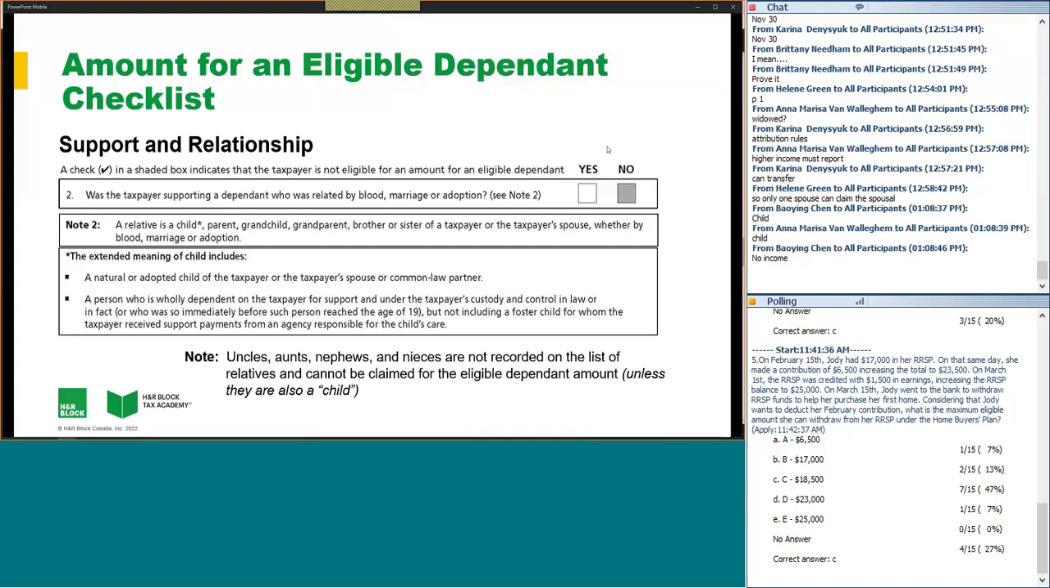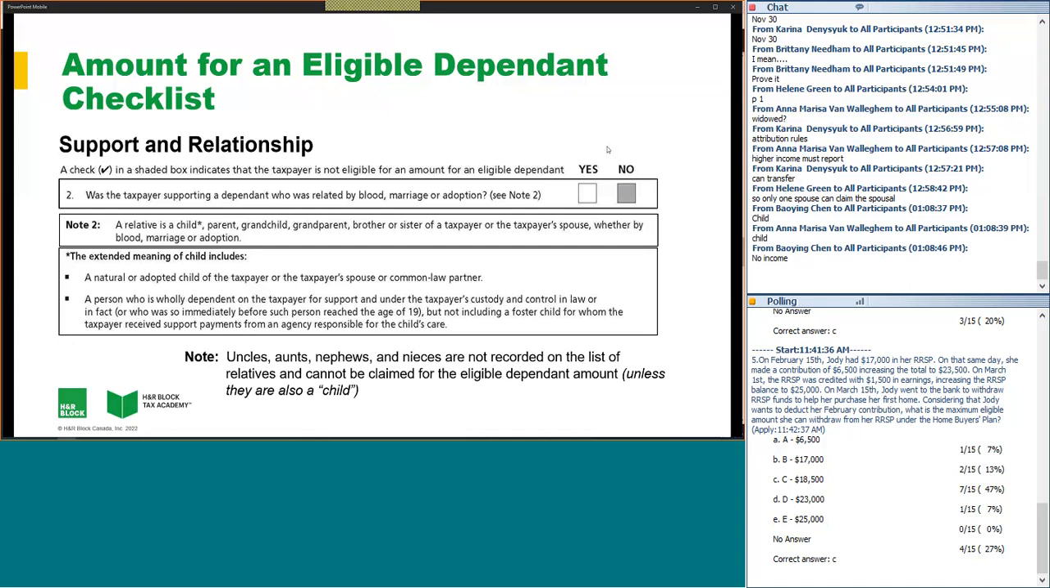Okay? The only exception to the child is if the child is in foster care, because if they're in foster care, you are not financially supporting them. The foster care program is financially supporting them. So foster children you can't claim as eligible dependent. Any questions about this? So there is a relationship that has to be there, and that relationship is parent, child, grandparent, grandchild, brother, sister.